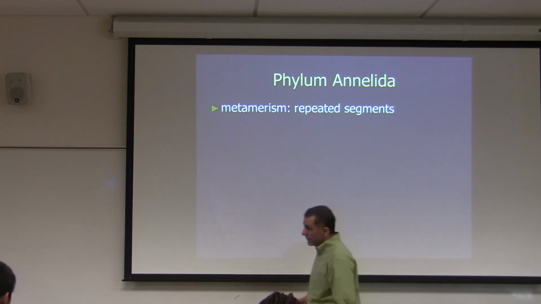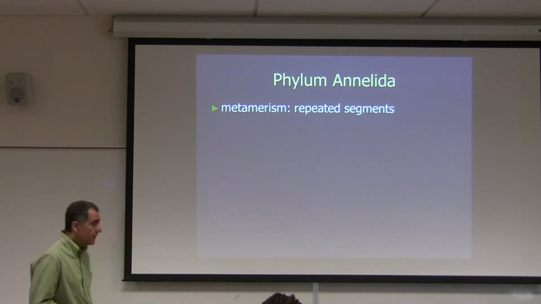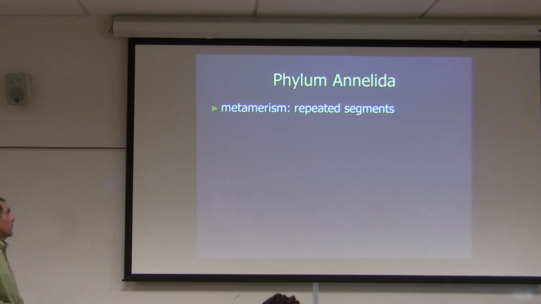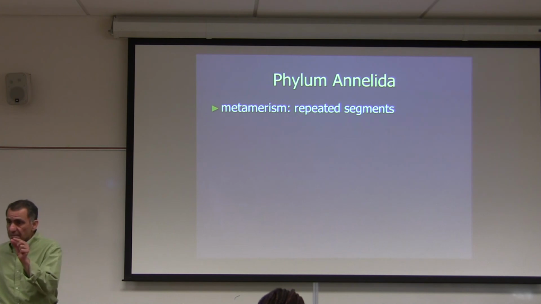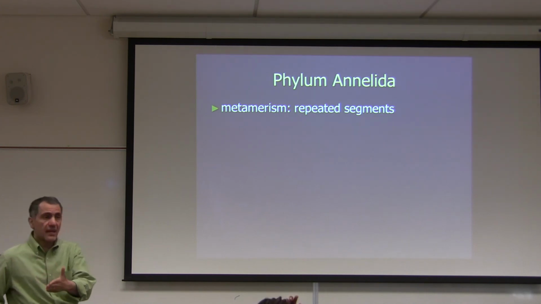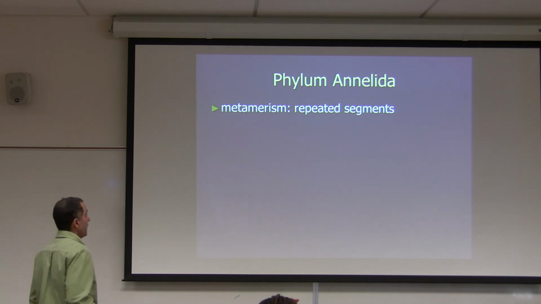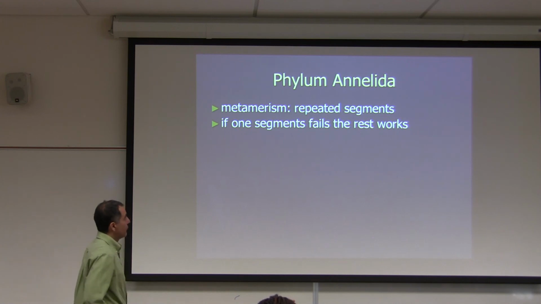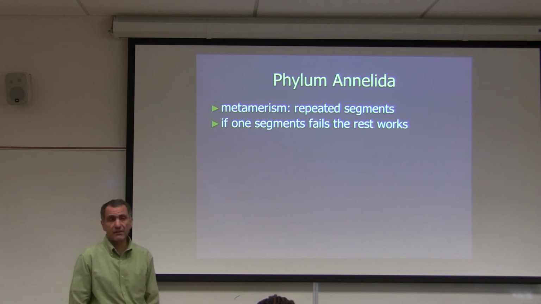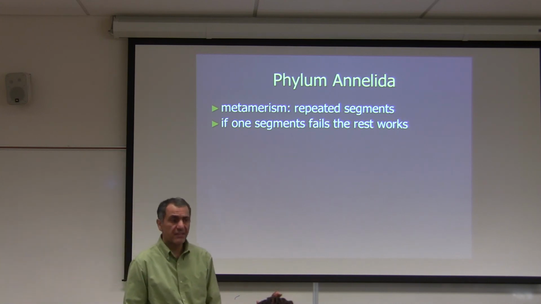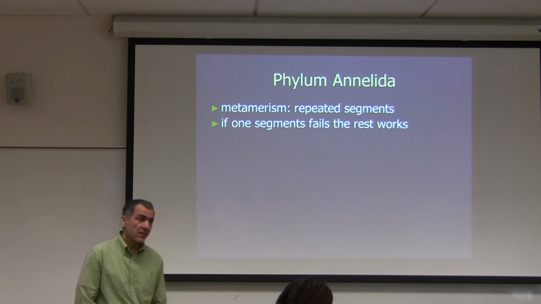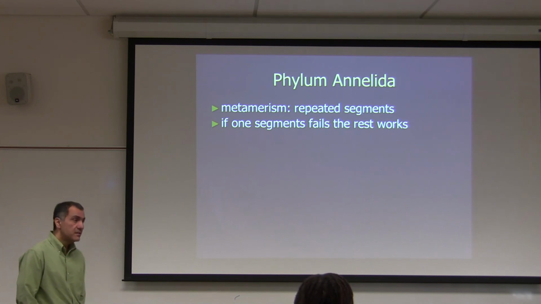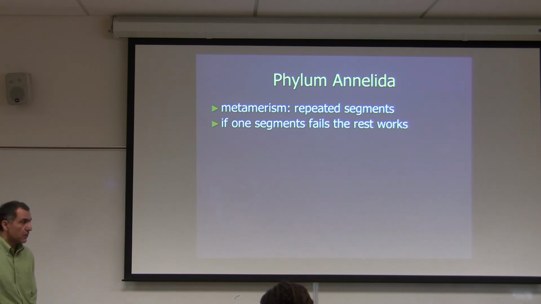Phylum Annelida belongs to clade Lophotrochozoa. Metamerism, repeated segments, is what the term metamerism means. You guys mentioned that earlier. And what else? Evolutionarily, the advantage of segmentation is that if one segment fails, the other ones come into play and continue.